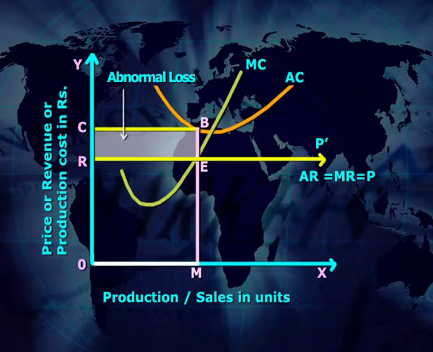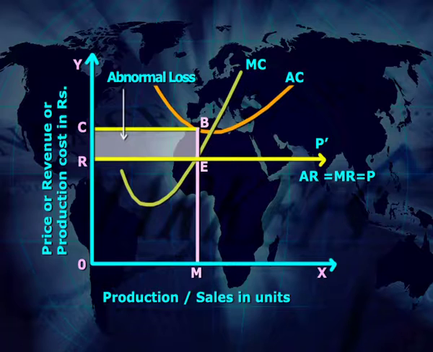In this figure at OM, equilibrium production of the firm, average revenue of the firm is EM and average cost of the firm is BM. Therefore, average cost is more than average revenue. Because of this, the firm is in an abnormal loss position and abnormal loss is average cost BM minus average revenue EM, which is equal to EB.